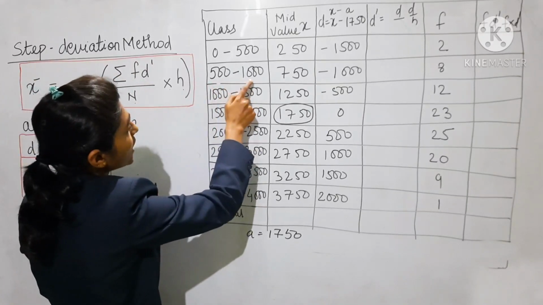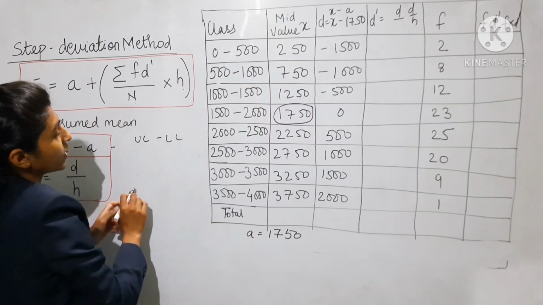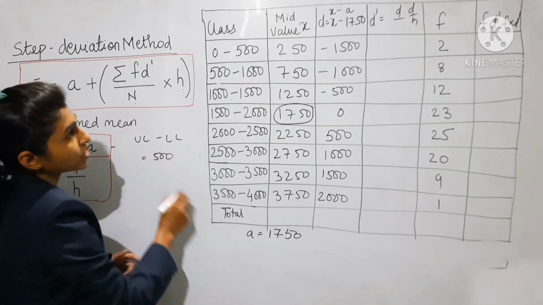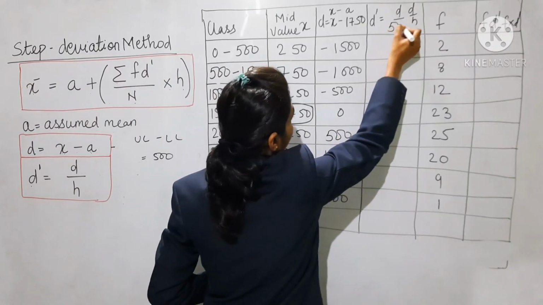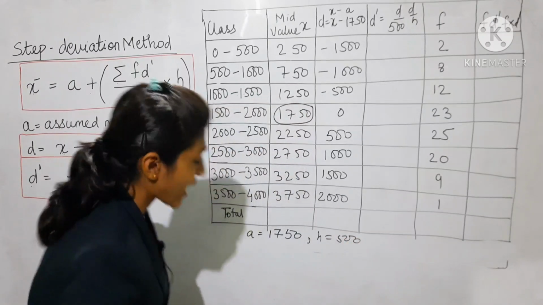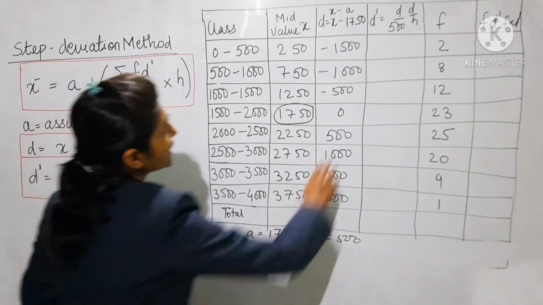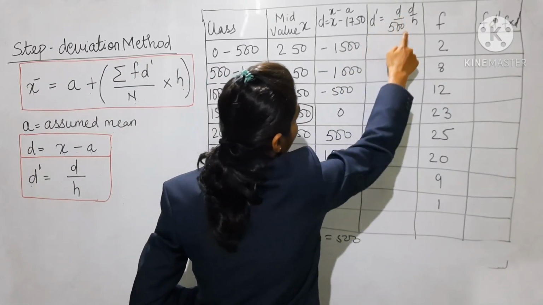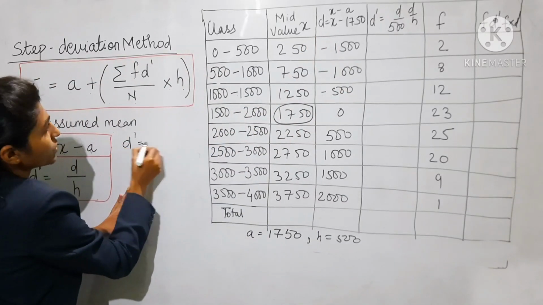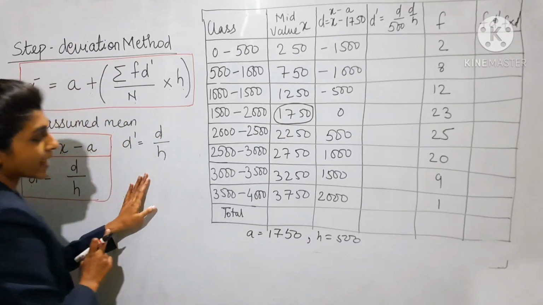How to find the length of the classes? Upper limit minus lower limit. So 1000 minus 500, we get 500. So H is 500, the actual distance of the classes. So D dash is equal to D upon 500. D dash is equal to D upon H. I took H as 500 because the distance of the classes is 500.